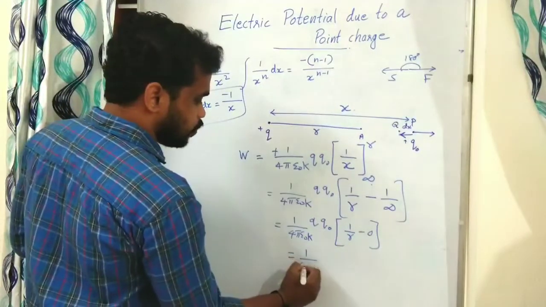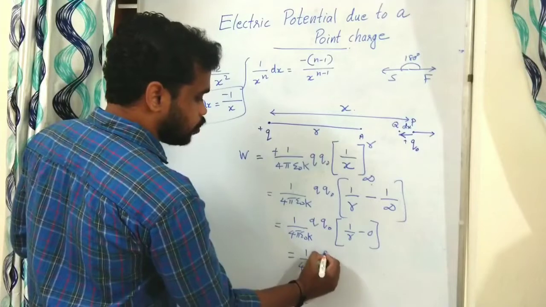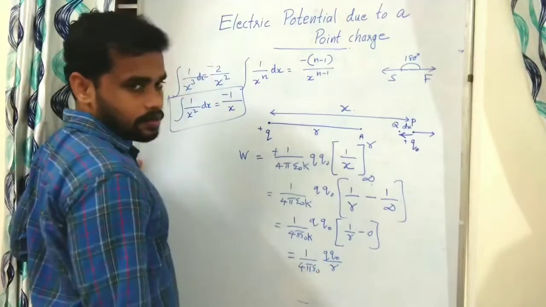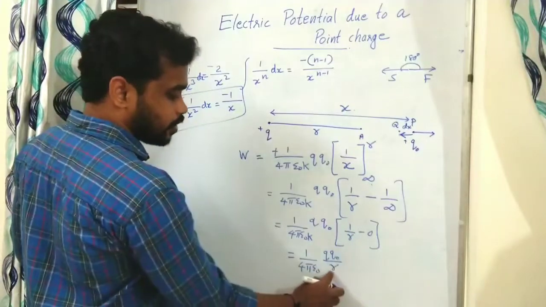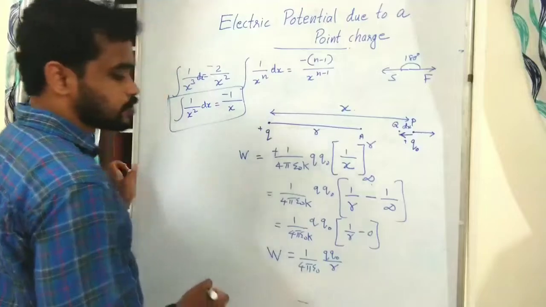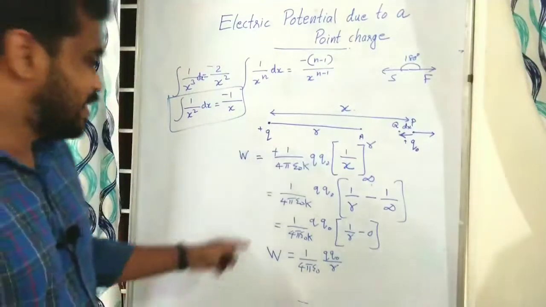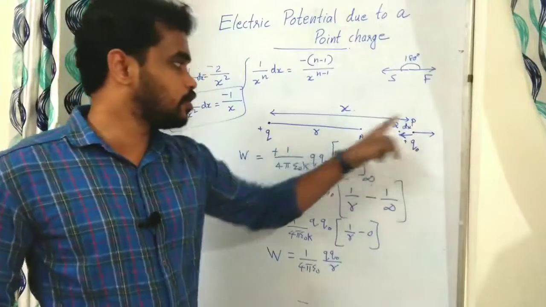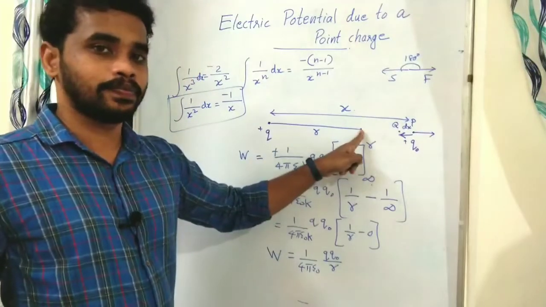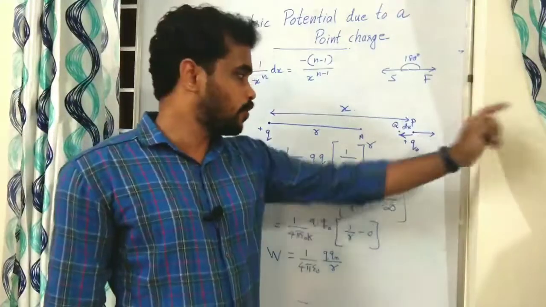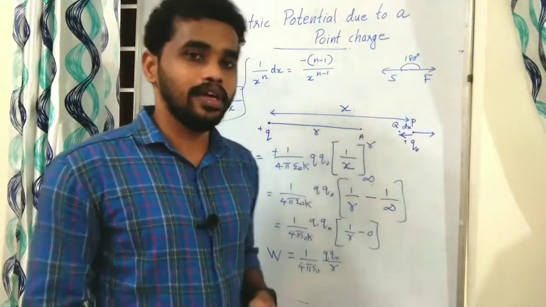Therefore, the answer is 1 by 4 pi epsilon 0 q0 divided by r. 1 by r we can write in the denominator, that is W is equal to 1 by 4 pi epsilon 0 q0 divided by r. It is the work done to bring the test charge q0 from infinity to the point A.